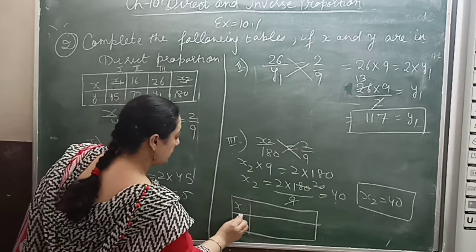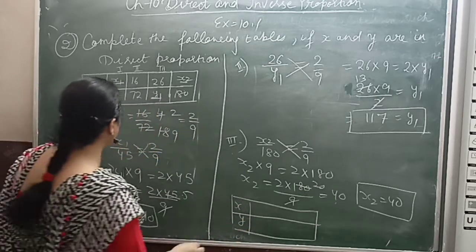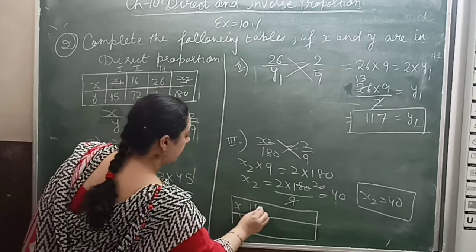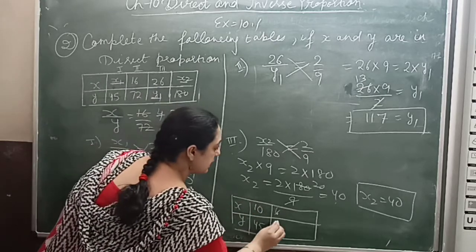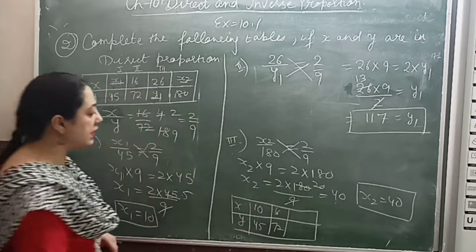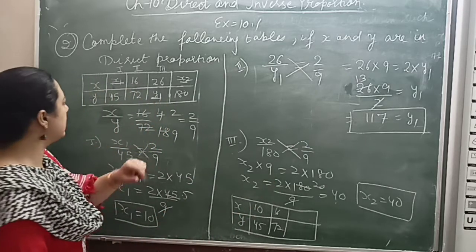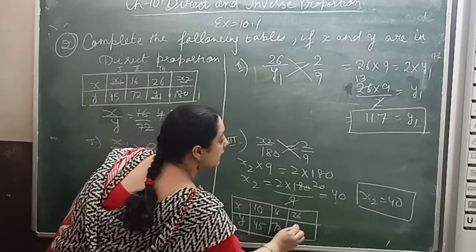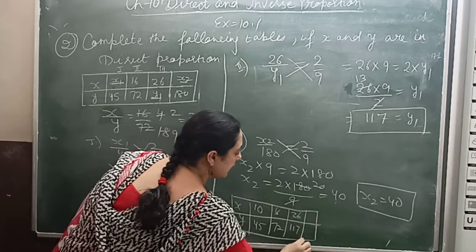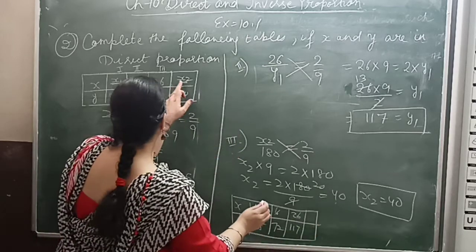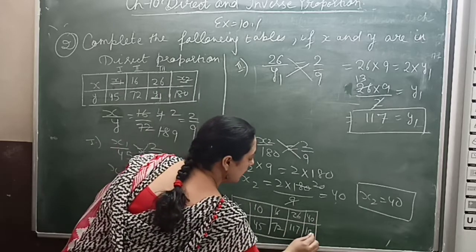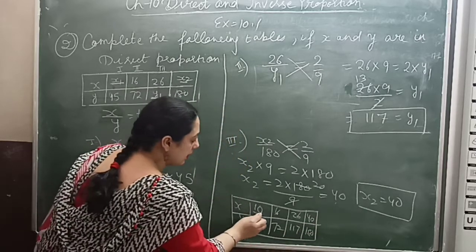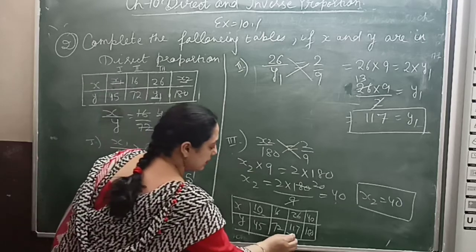Now, x1 is 10 over 45. The second one is 16 over 72. The third, the missing value I found, is 26 over y1, where y1 is 117, and the fourth one is x2, which is 40 over 180. So in this way you can complete the table.